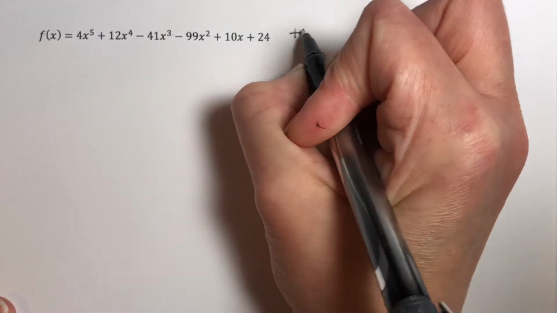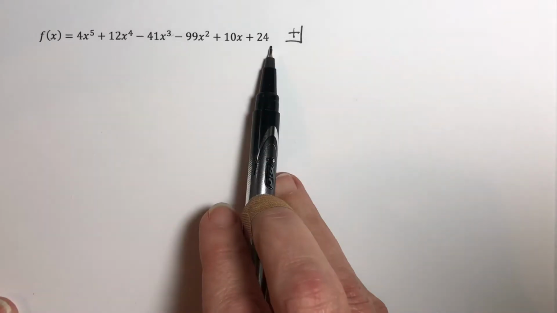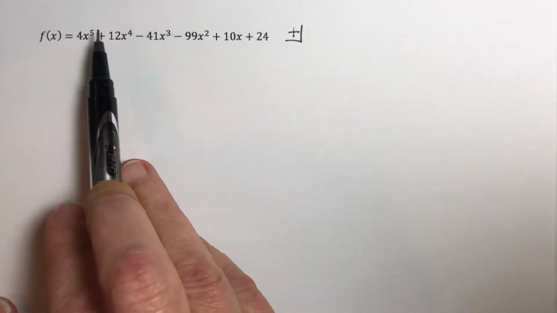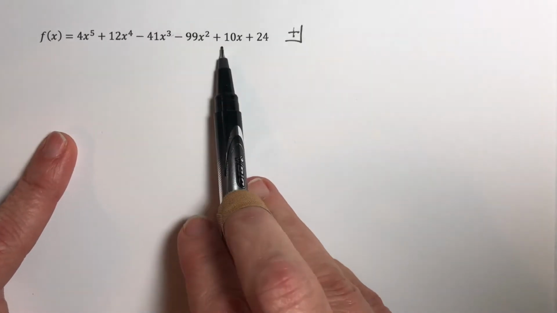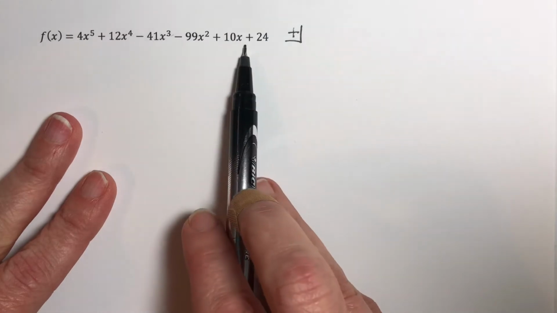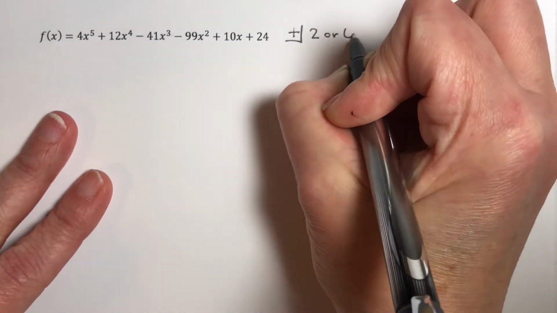So how many positive solutions might I have? I need to count the number of sign changes here. Positive, positive, negative, that's 1 sign change. Negative to positive, that's 2 sign changes, positive. So I either have 2 or 0.